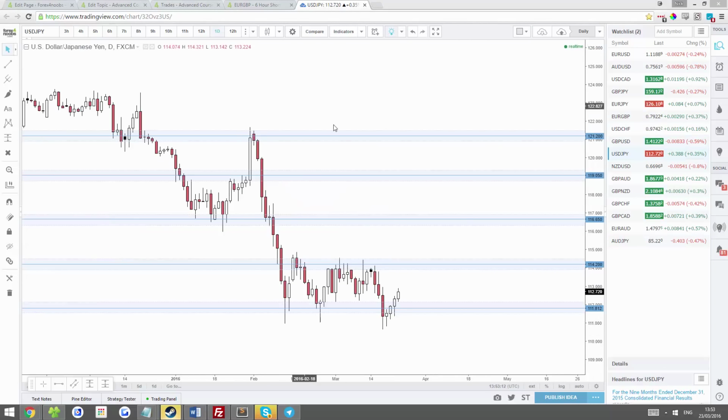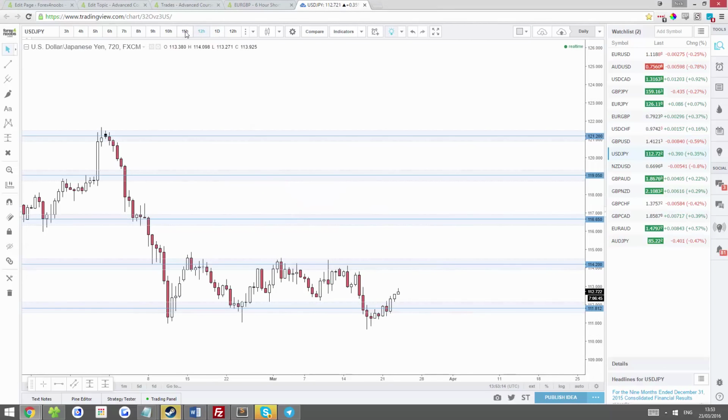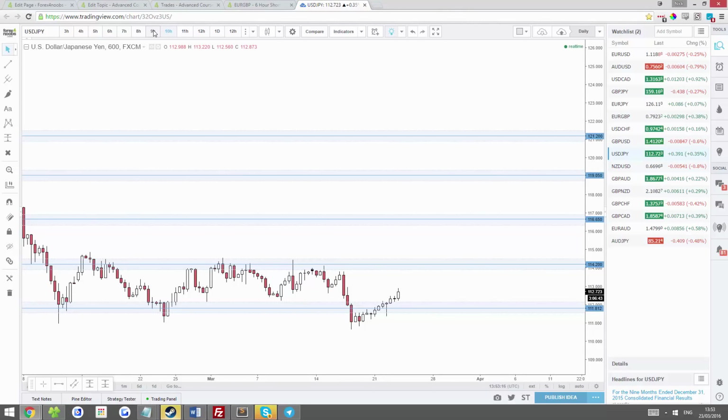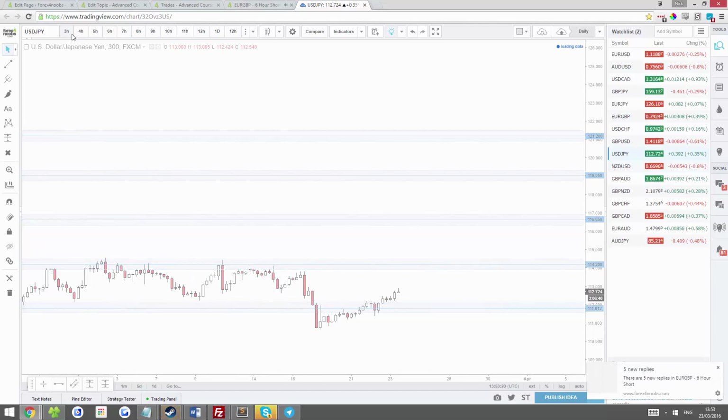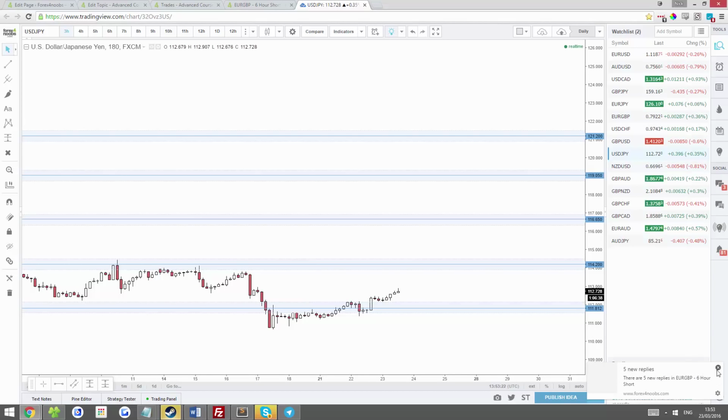All right, USDJPY. Nothing much going on. It's in between 2 support resistance areas, so not really much potential for anything here.